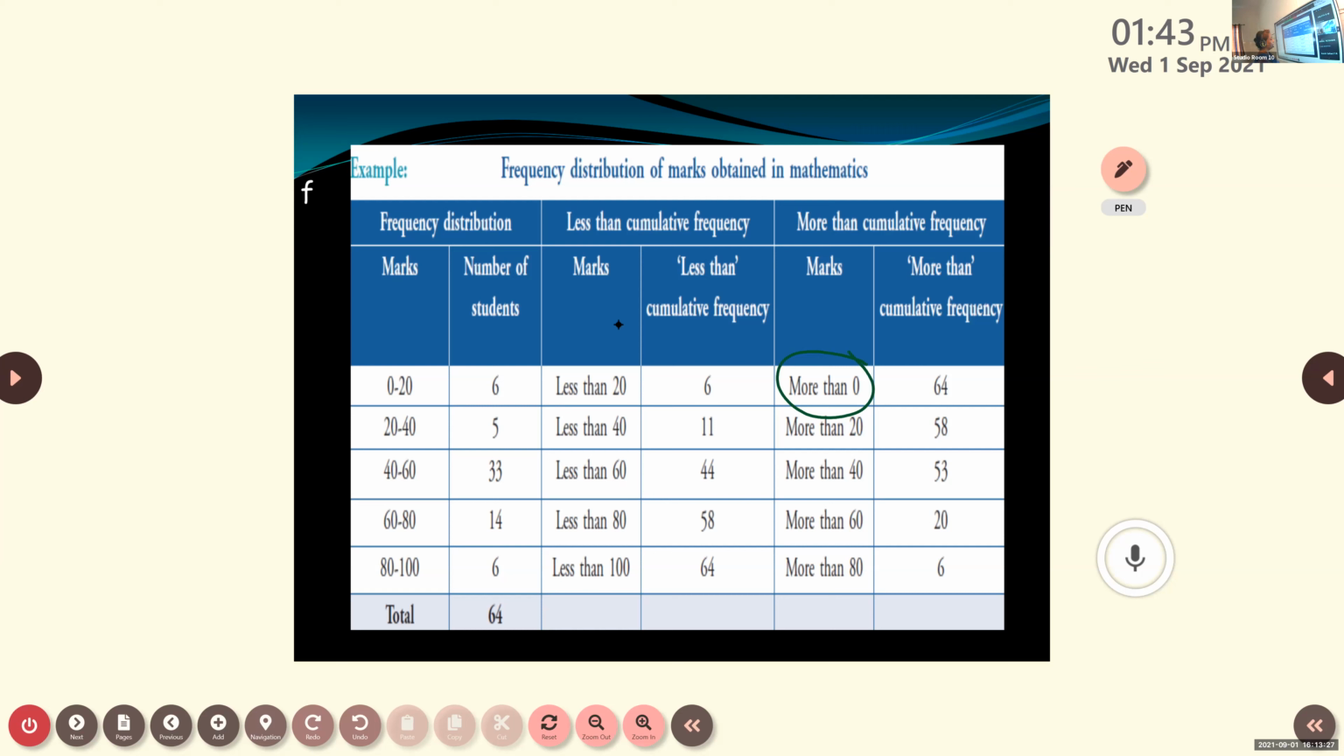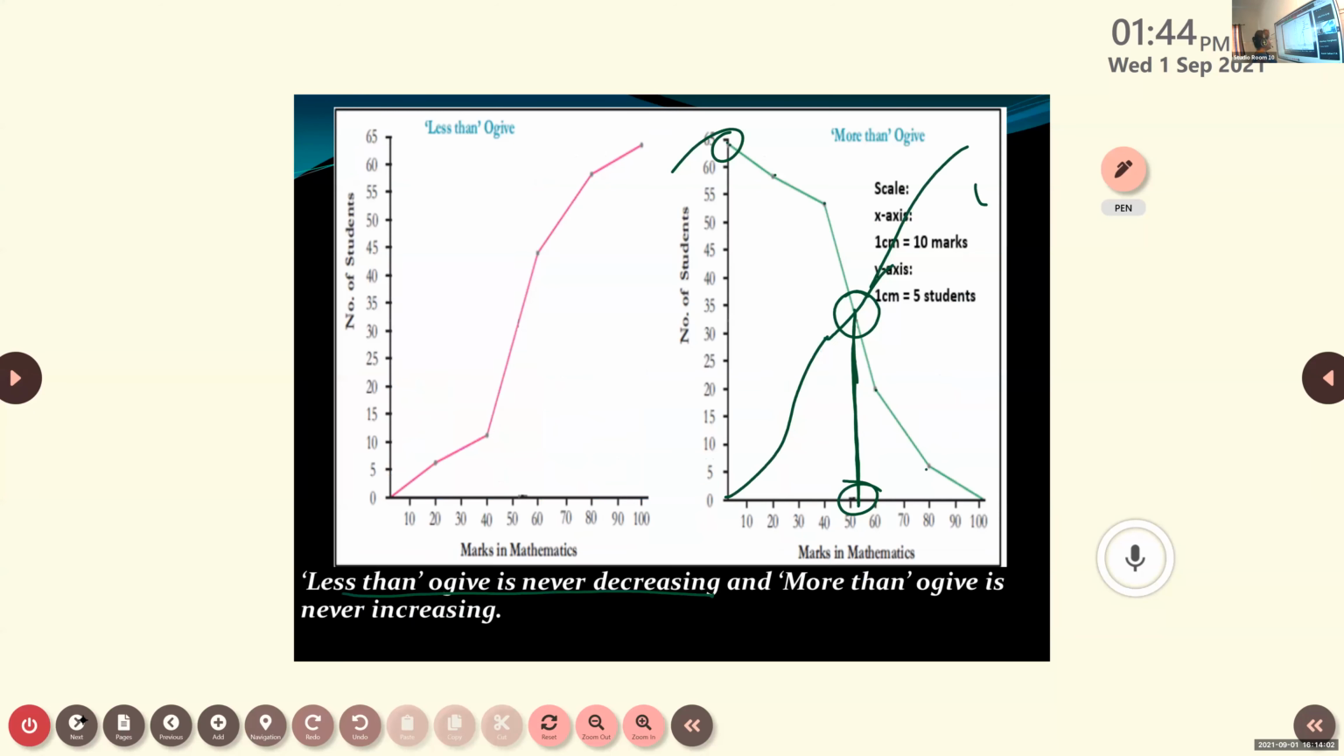More than ogive, how to take, which one to take? Akshay? The lower limit. Go on reducing here. Okay, more than 0, the total frequency will come. And more than 20, you can go on reducing. If you reduce the number below 20, you will get more than 20. Like that, go on reducing. So less than ogive is never decreasing and more than ogive is never increasing. You got more than ogive and less than ogive.